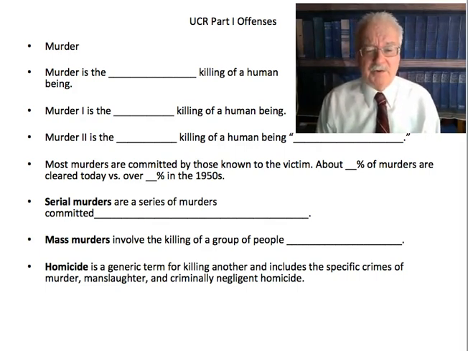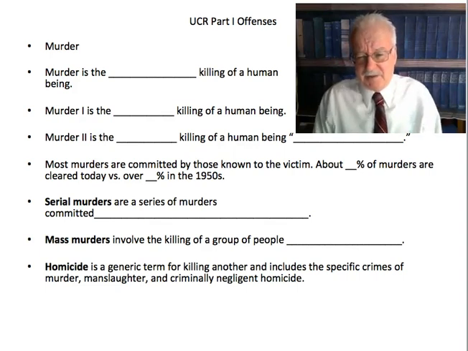Now, most murders are committed by those known to the victim. So usually, if you're going to be murdered, it's somebody who knows you. Stranger murders aren't as frequent. In addition, about 64% of murders are cleared today, versus over 90% in the 1950s. And by cleared, we usually mean somebody gets arrested. The reason for the difference is that there are more stranger murders today.